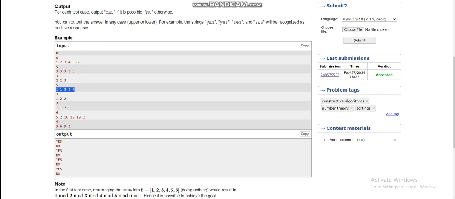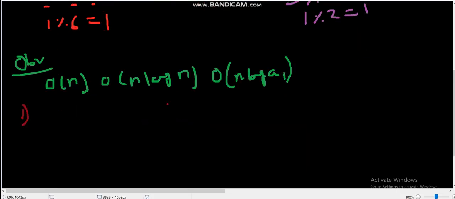Okay, so what I thought is that if the frequency of GCD is greater than 1, then our answer will be no, and if the frequency of GCD is less than or equal to 1, then our answer will be yes. Okay, and that turns out to be the correct idea. Now I will explain how this idea works.